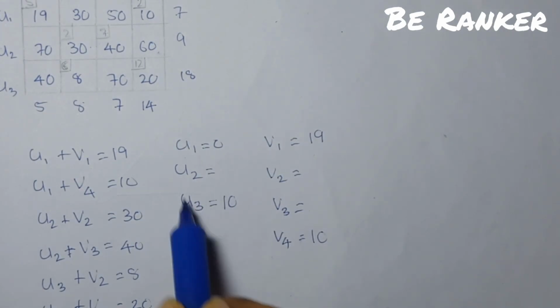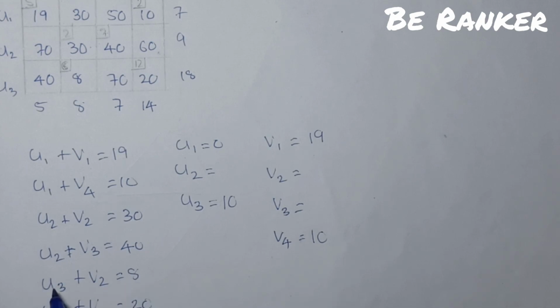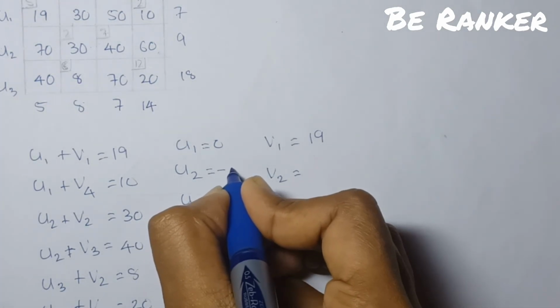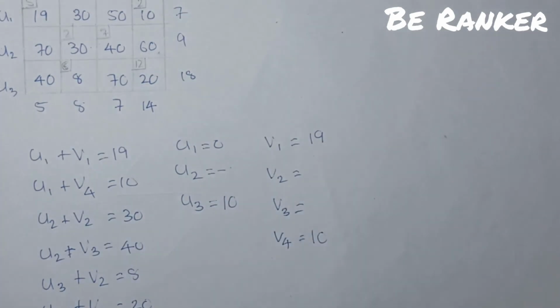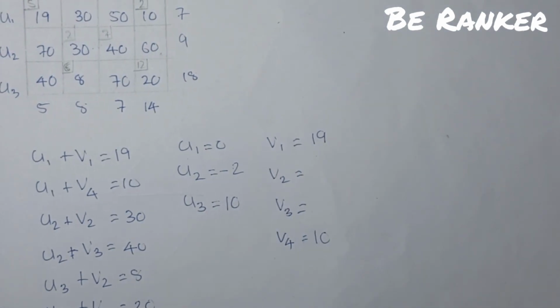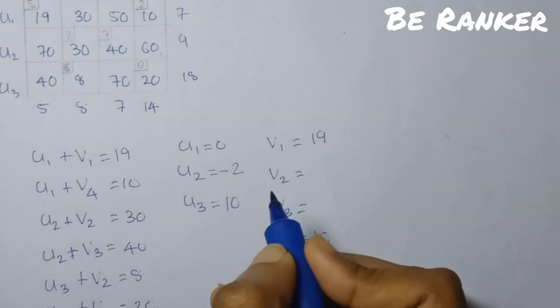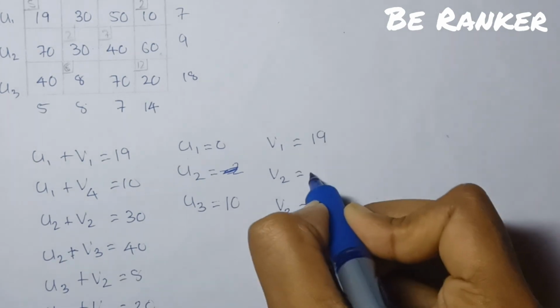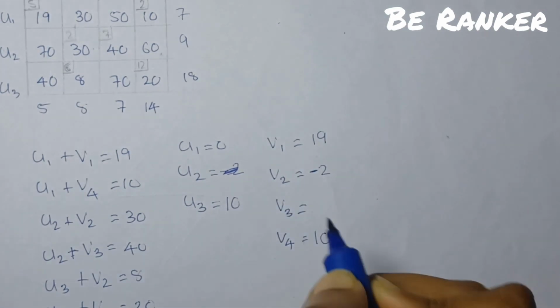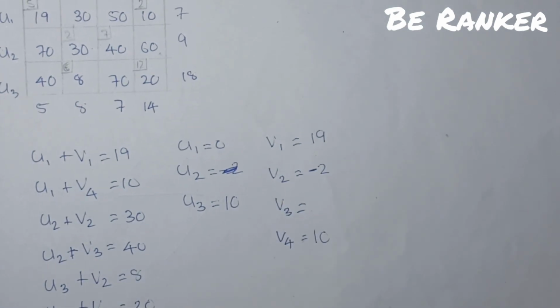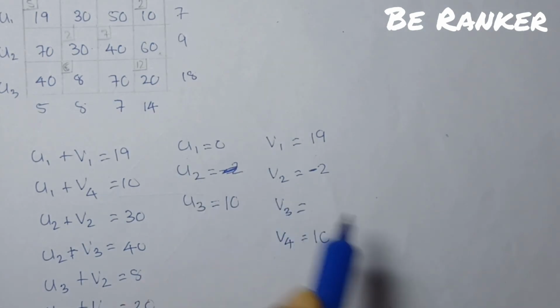Now we already know U3. So we can select this U3 contained equation. Here U3 is equal to 10. 10 plus V2 is equal to 8. So V2 is equal to 8 minus 10, that is minus 2. V2 is equal to minus 2. Then now we want to find U2 and V3.